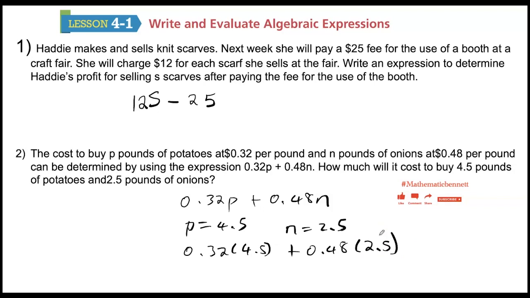That would give us 1.44 plus 1.2, which gives us 2.60. So the total cost would be $2.60.